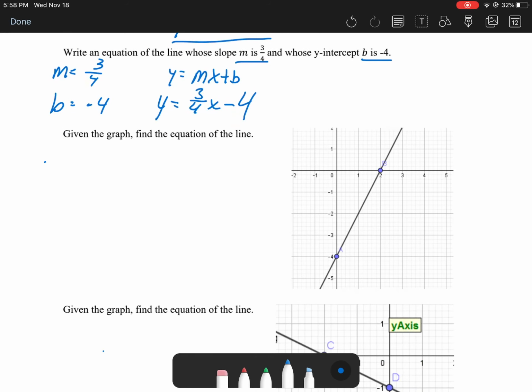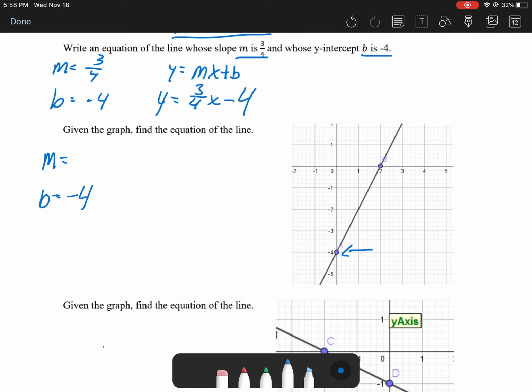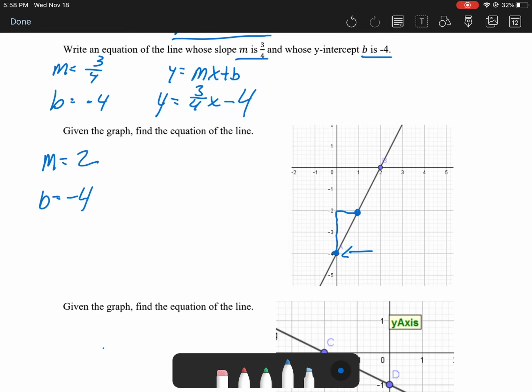When given a graph, nothing changes. We still need to find the slope. We still need to find the y-intercept. The y-intercept is when the line crosses the y-axis. So right here, I know that my y-intercept is negative 4. To find the slope, I'm going to use rise over run. So I need 2 points. I'm going to use this one and this one. I went up 2 over 1. My slope is 2. Now that I have the slope and the y-intercept, I can substitute it into slope-intercept form, which is y equals 2x minus 4.